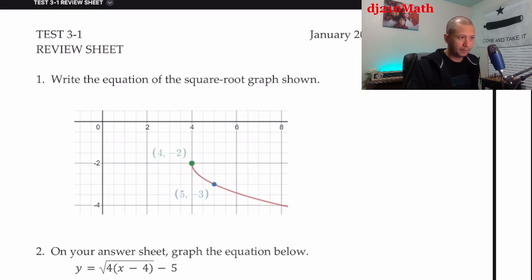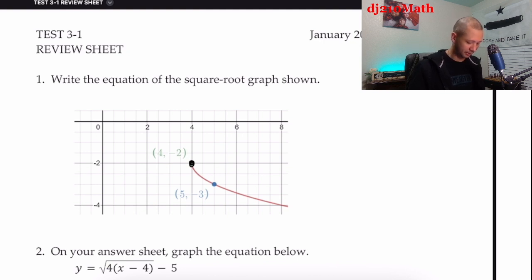All right, let me work through the test review. So, number one, write the equation of the square root graph shown. Okay, so a couple things. I know that this starting point, you could think of it like the vertex, I guess, right?